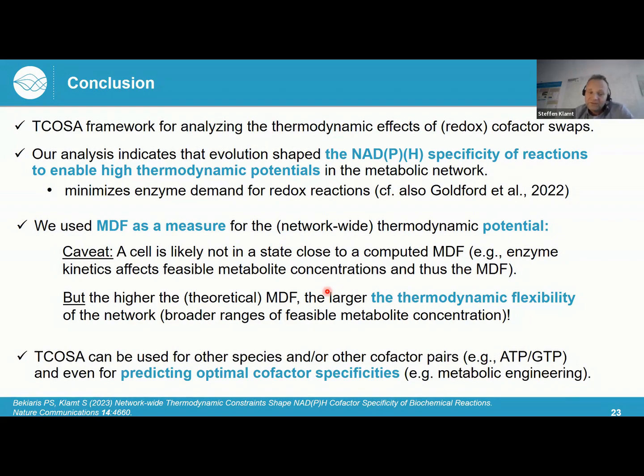We believe that TICOSA can be used also for other species, and of course also for analyzing redundancy of other cofactor pairs, for example, ADP, GDP, and even for predicting optimal cofactor specificities, for example, for metabolic engineering, where you want to maximize the thermodynamic driving force along a pathway to the desired product.